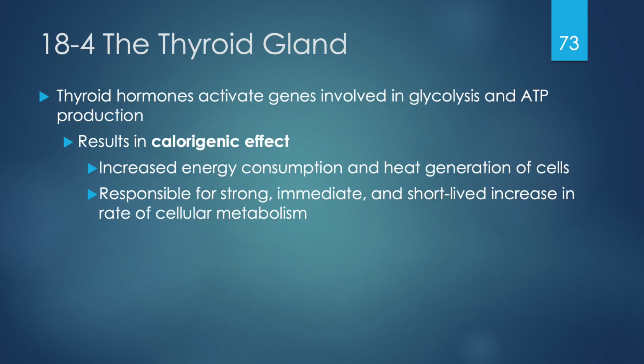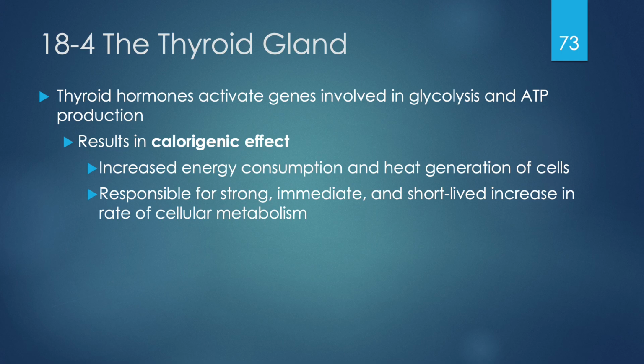Additionally, thyroid hormones will go to their target cell, and when there, they'll activate genes that are involved in glycolysis and ATP production. If these cells are upregulating their ATP production, this results in something called a calorigenic effect, which is the generation of calories, which is heat. So it increases the energy consumption as well as the heat generated by those cells. As a result, it burns more calories in our body, which is one of the reasons why somebody who has hyperthyroid or an overactive thyroid gland may lose weight.